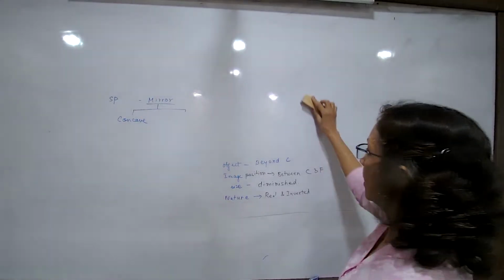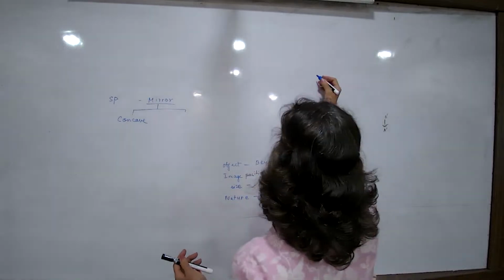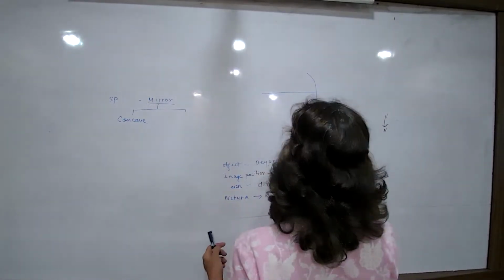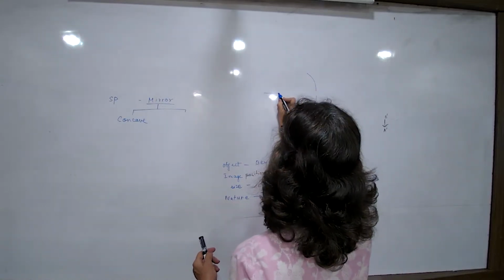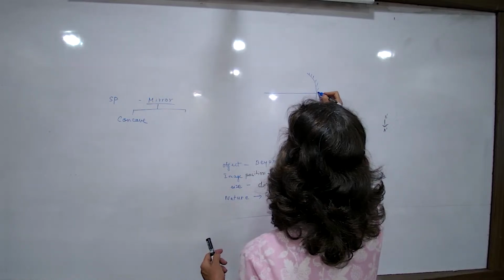Now what has happened? Our object is just beyond C. What do you think will be the next step where we can keep our object? At C.